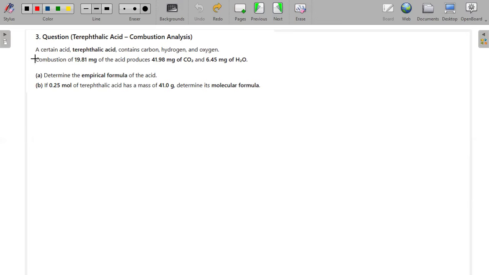So anyway, let's read the question. They're saying here, a certain acid known as terephthalic acid contains carbon, hydrogen, and oxygen. Combustion of 19.81 milligrams of this acid produces 41.98 milligrams of carbon dioxide and 6.45 milligrams of water. Determine the empirical formula of the acid. If 0.25 moles of terephthalic acid has a mass of this, determine its molecular formula.